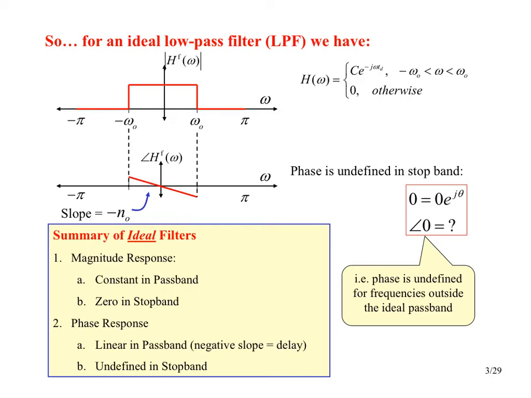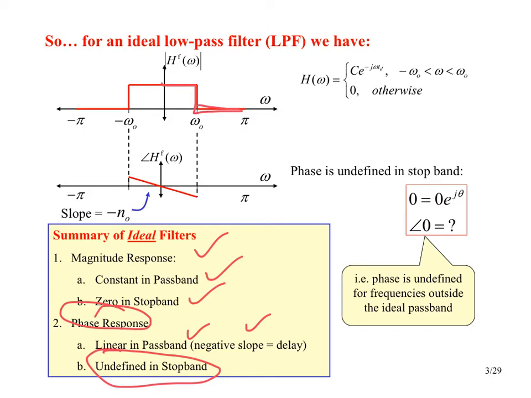So just summarizing this idea, our magnitude response is constant in the passband, perfectly 0 in the stop band, and there's no transition band between the passband and the stop band. It just goes instantly from passband to stop band. Later, when we design real filters, we'll see that it's useful to have a transition band between those two. Our phase response, on the other hand, is linear in the passband, and the slope of the phase is the negative of the delay, and it's undefined in the stop band.